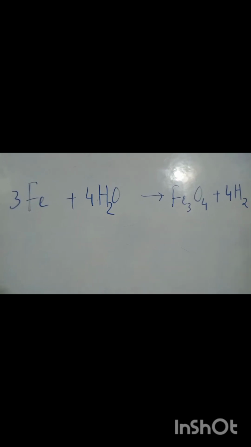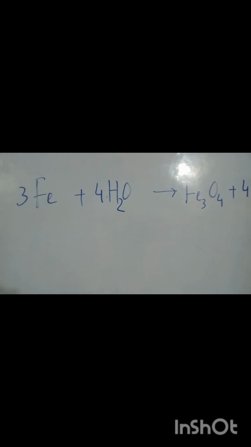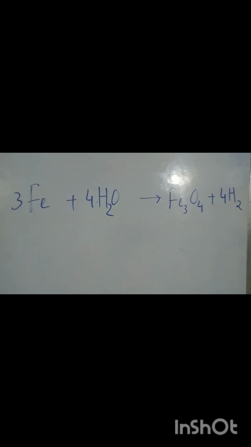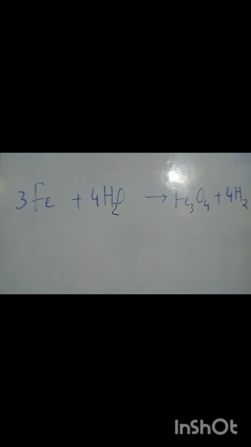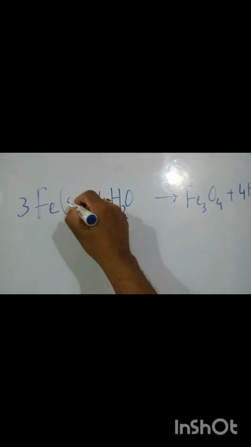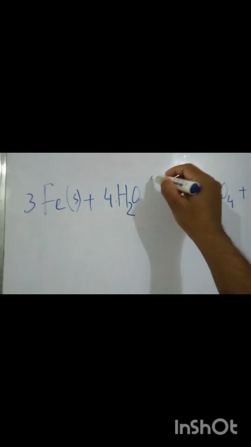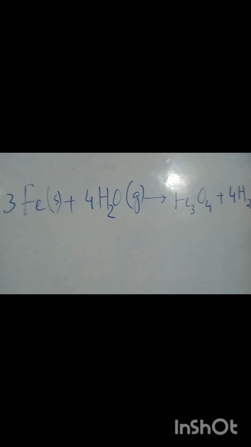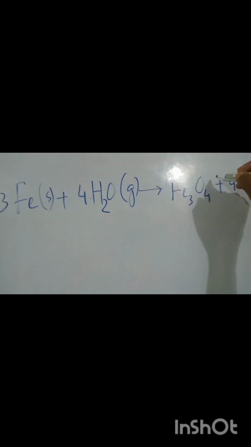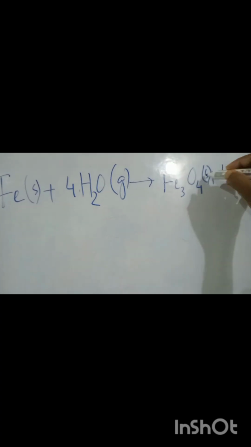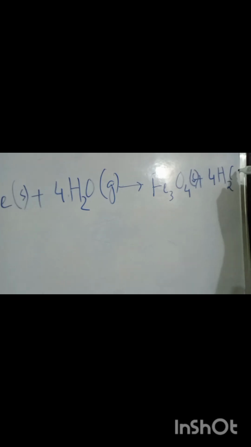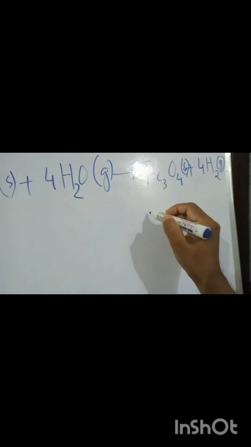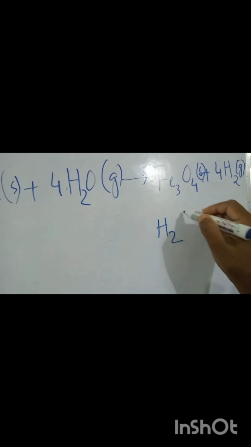In a chemical equation, we can always put the state of the reactants and products. So here we can write this is solid, this is gaseous because steam is used, again this is solid, and hydrogen is in gaseous form. For hydrogen we can also write the symbol like this. An upward arrowhead means it is a gas.